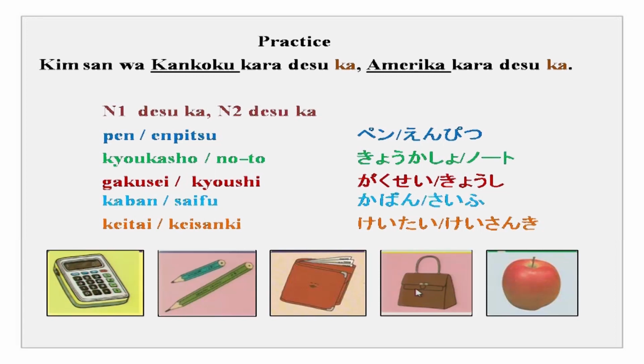Point at an object and you can ask, at this object over here, ketai desu ka, keisanki desu ka? Keisanki is a calculator. Over here, kaban desu ka, saifu desu ka? So, you can point at anything, you can ask anyone, anything you want in this pattern, in this manner.